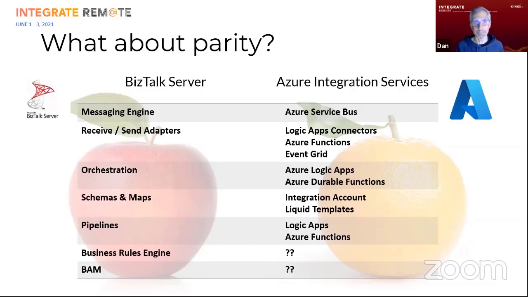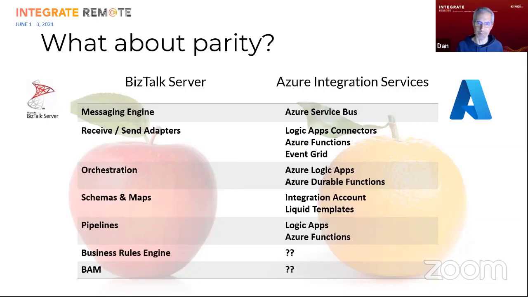Now, schemas and maps is probably one of the best examples of where you actually have lift and shift. None of this other stuff is lift and shift, but the schemas and maps, you can take those directly from BizTalk, and by deploying them into an integration account, you can use them exactly as is and call them from your Logic Apps. So that works pretty well. And of course, we also have Liquid template support.